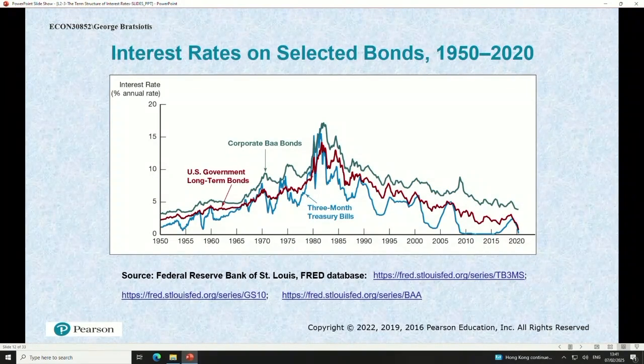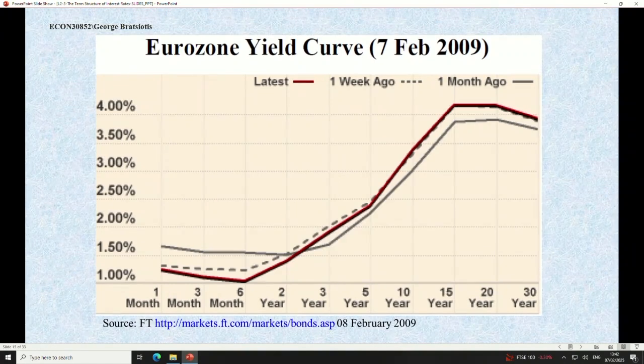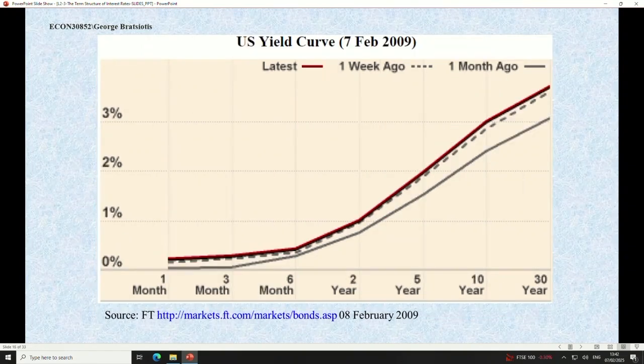Good, good. So what are we doing next then? We've covered that. I want to look at some very weird yield curves now, which the book will not cover. I want you to tell me what you think of them. This is UK yield curve, 7th of February 2009. And if you look at the Eurozone, you get this. And if you look at the US, it's bloody normal again, isn't it?